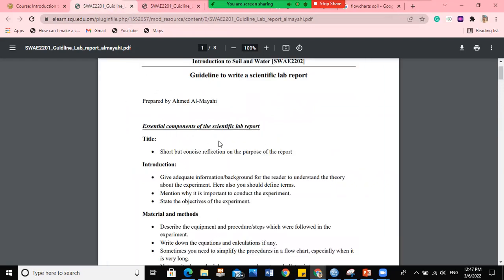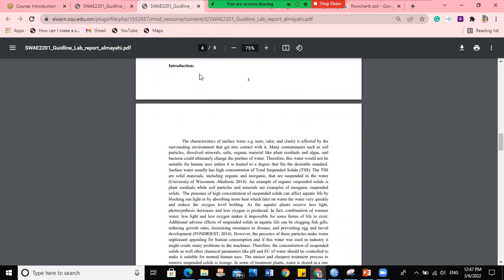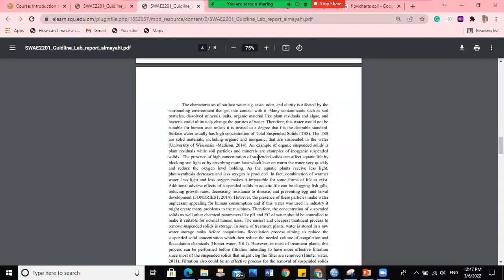Then you need to have an introduction. What is an introduction? If you go down here, you find the introduction. Of course, this is a mistake, it should be here. Then you give a brief about the background that the readers need to understand your experiment. For example, if you are talking about soil texture, then you should brief the readers on what soil texture is, why soil texture is important as a physical property, and why it is important for the biological and chemical properties.